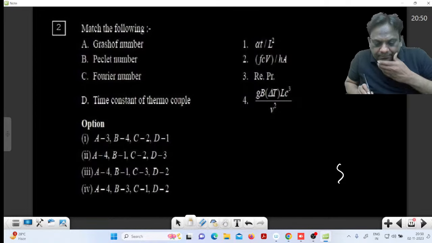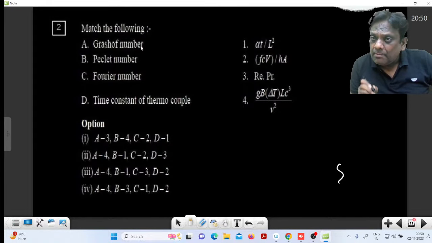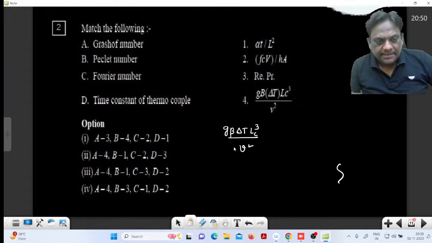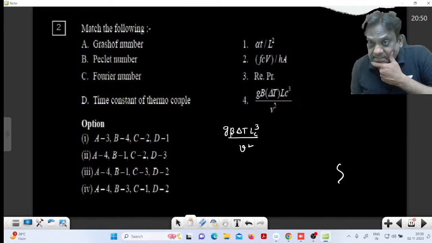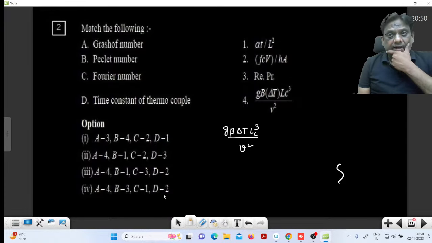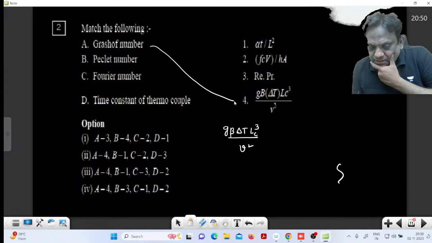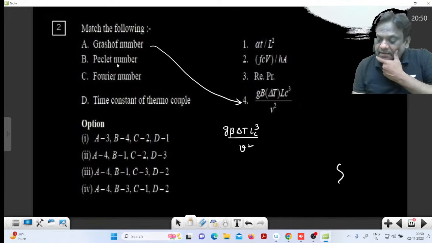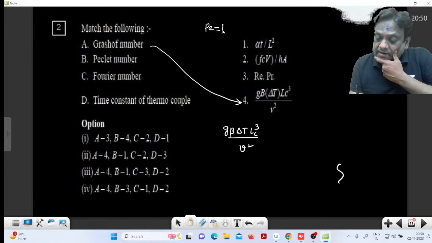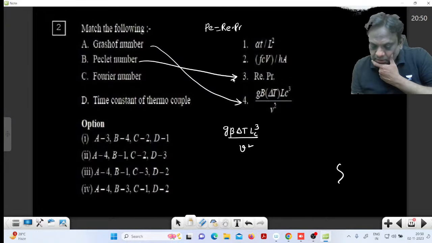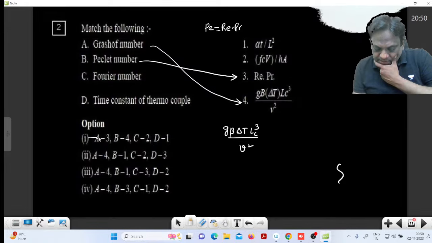Now, Grashof number. Do you remember the equation of Grashof number? G beta delta T characteristic length cube by nu square. Do you remember? And what is beta? I have taught very clearly, volume expansivity, coefficient of volume expansivity. So Grashof number is matching to 4. Peclet number is a product of Reynolds into Prandtl number. So B is matching to 3. So A is matching to 4 and B is matching to 3.